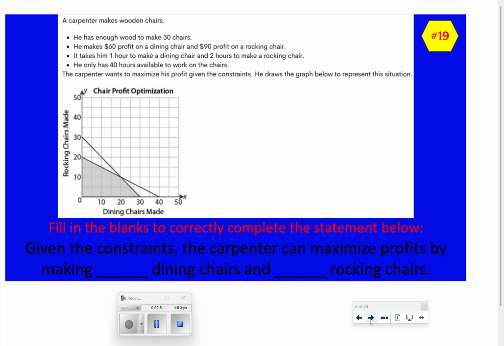Constraints meaning he's got a limited amount of hours he can work. Okay, he draws the graph below to represent this situation. So you can see the chair profit optimization here. You got the rocking chairs on the left, which is the y-axis. You got the dining chairs on the x, and it shows you the options for them. So you got one graph for each one here. So what you need to do is, given the constraints, the carpenter can maximize his profits by making blank dining chairs and blank rocking chairs. See if you can fill in the answer.